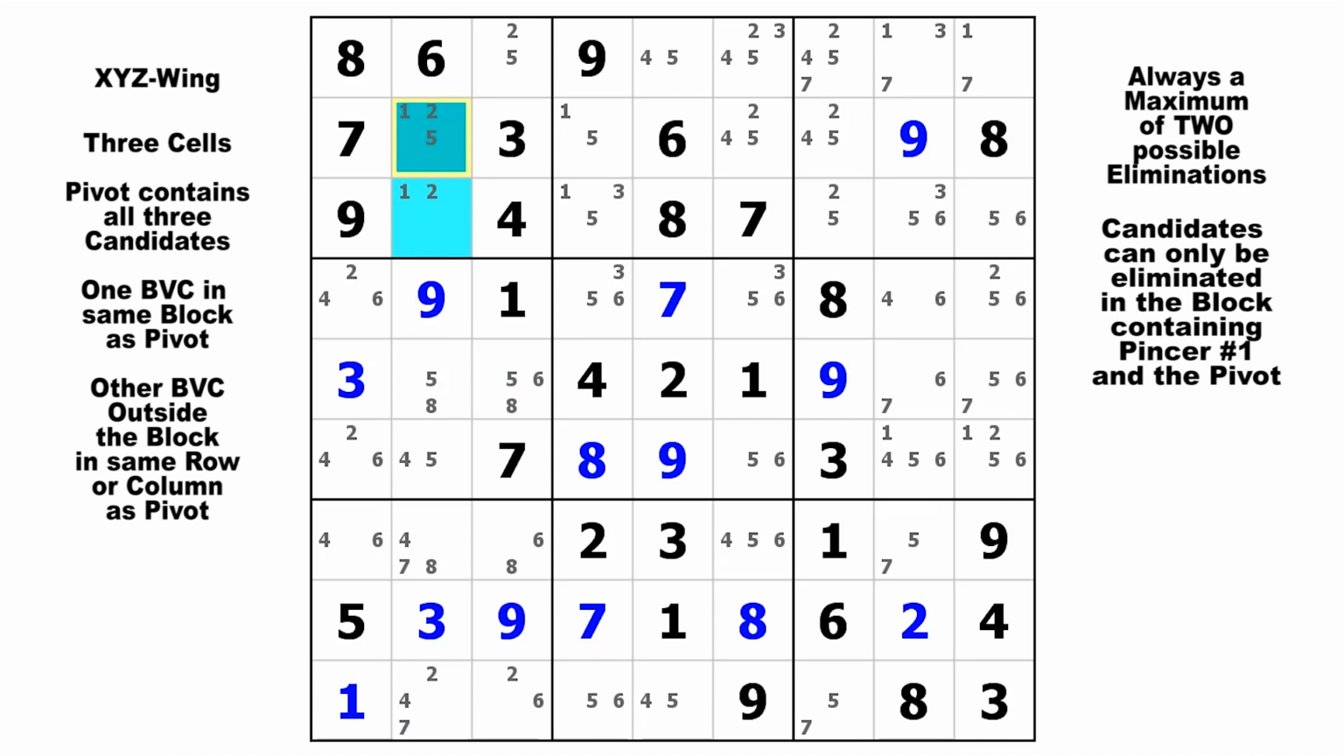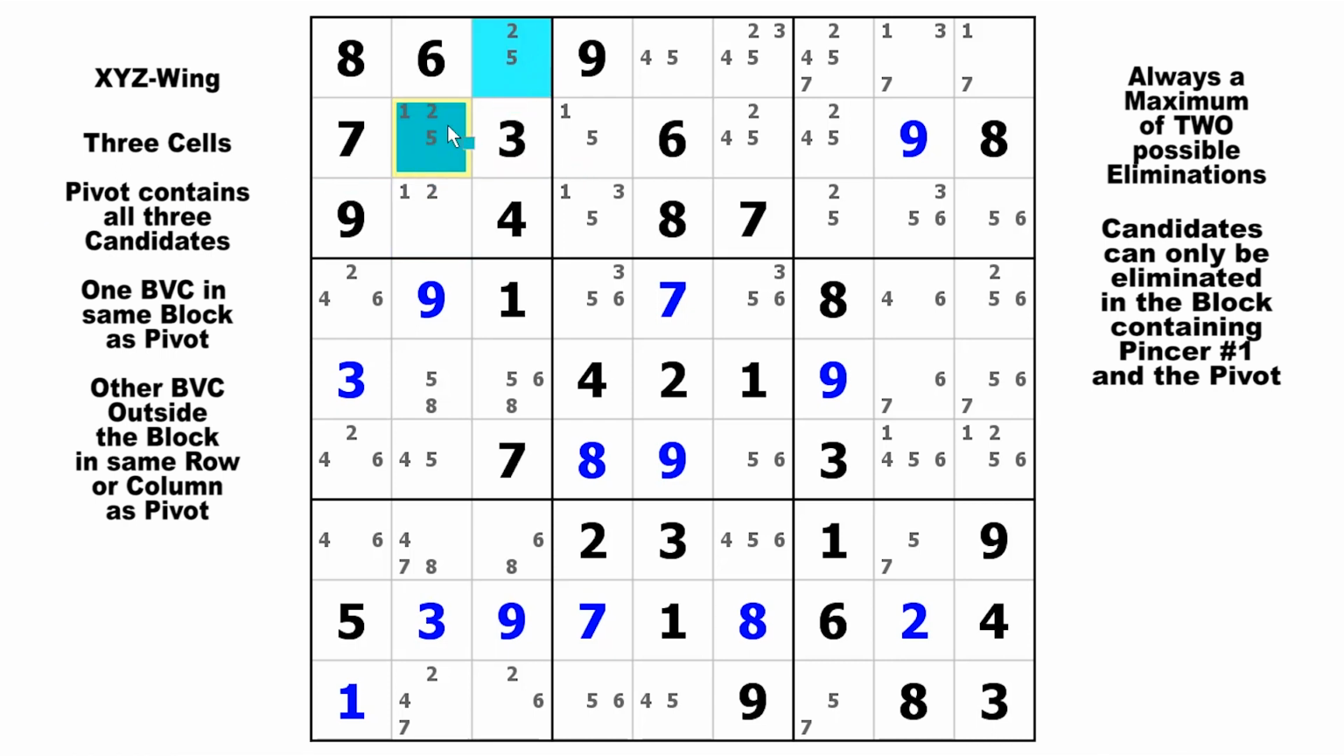So the only place for pincer 2 would be in row 2 outside that block, but we see the 2 elimination cells are blocked with 2 givens. So there's no possible elimination looking at it that way. So let's try it the other way. Let's say this is our pincer number 1 and that's our pivot.